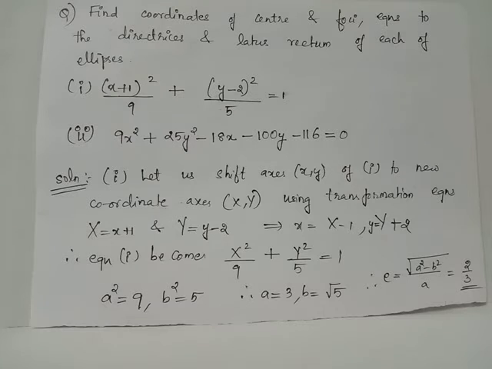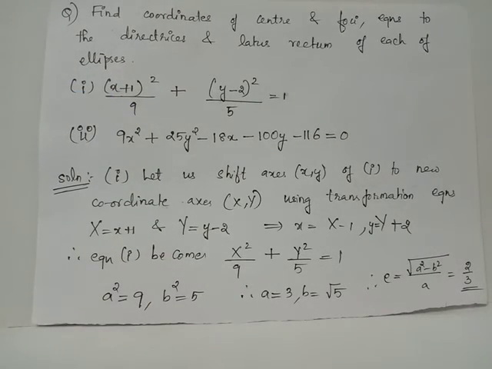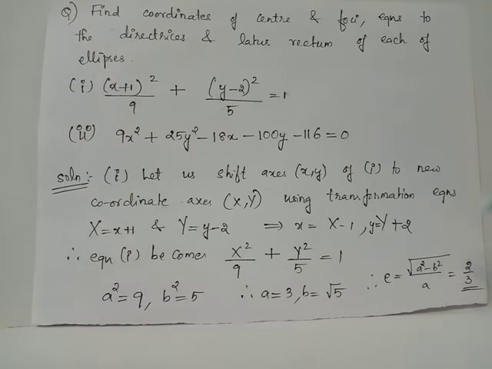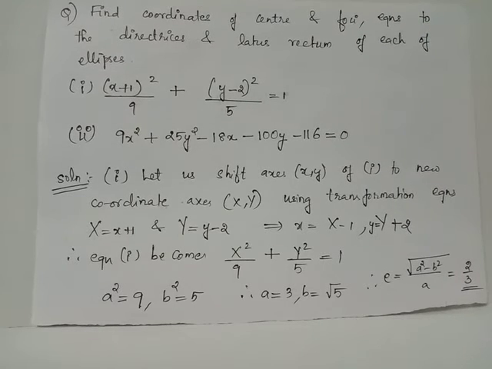Since we wish to find out center, foci, equations to directrices and latus rectum for this original equation of ellipse, we will make use of these transformation equations, and with respect to values already evaluated for new coordinate system, we will find out all these desired values with respect to original axis small x small y.